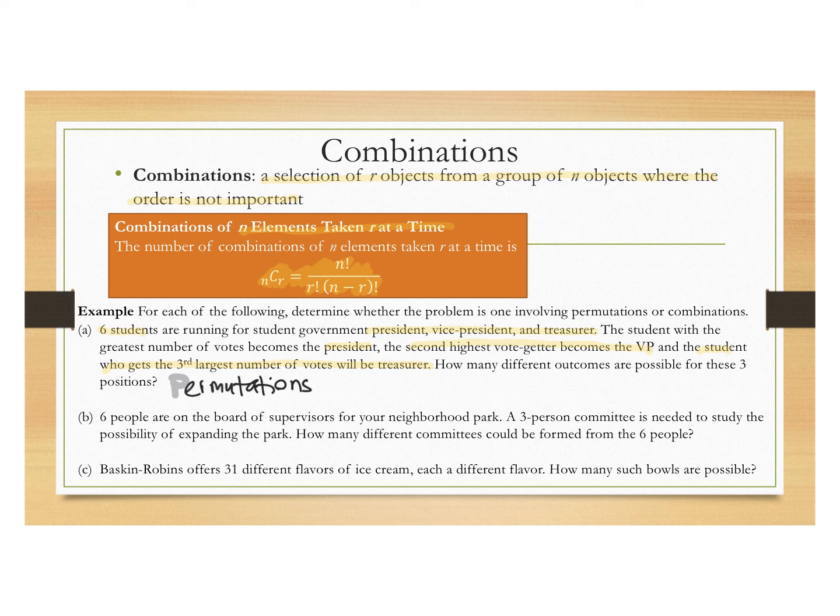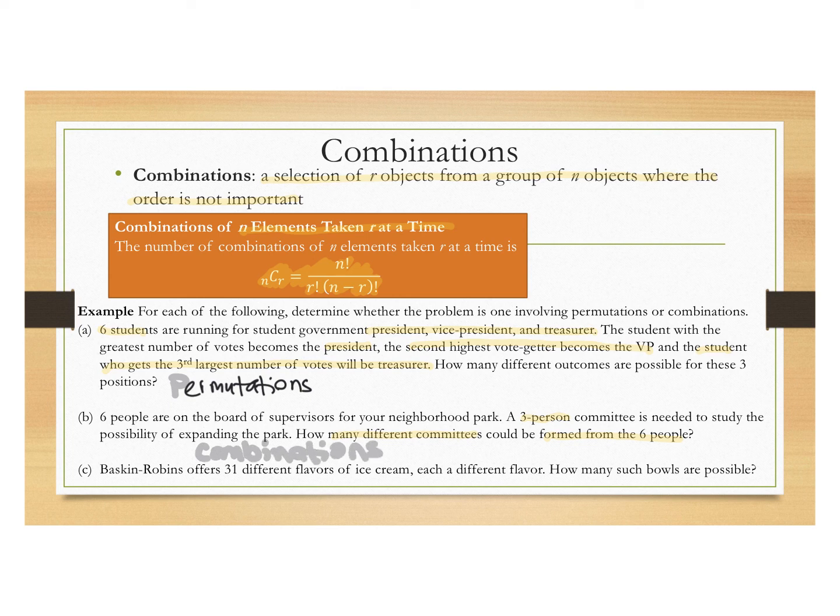If we have 6 people on the board of supervisors for our neighborhood park, we have a 3-person committee needed to study the possibility of expanding that park. How many different committees could be formed from the 6 people? Okay, so the order in which we select the people is not important, so this one is combinations.